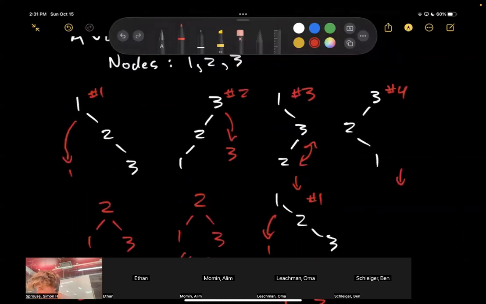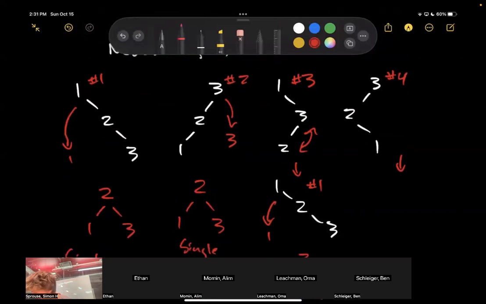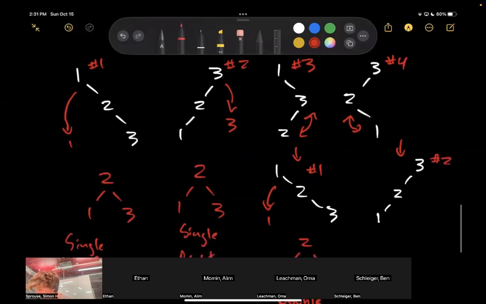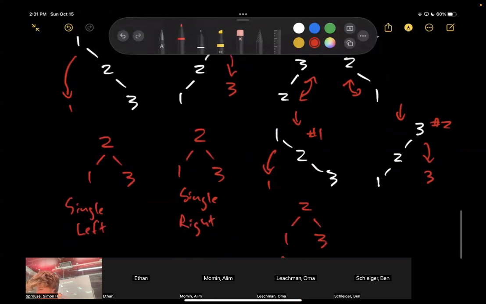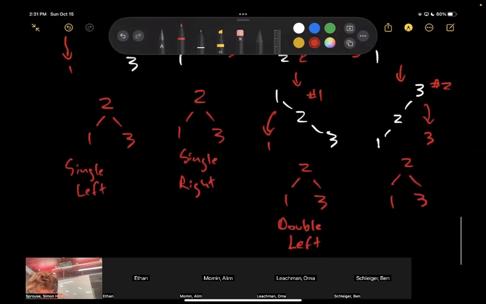For this one, it's going to be something similar. As you can see, first order of business is going to be to switch the two and the one. So we're going to flip these two around, and that's going to leave us with a tree that looks like this. And from this tree, again, intuition should be going off. This is case number two. And we fix case number two with a single right rotation and back to the convergent structure. And this is double right.